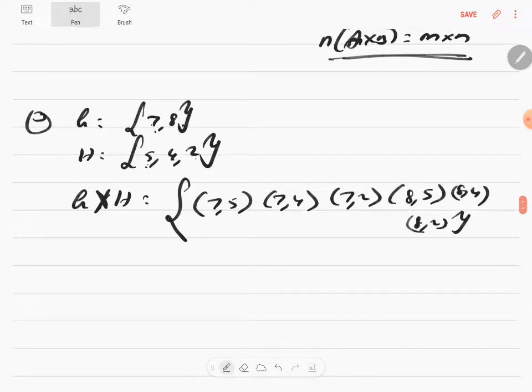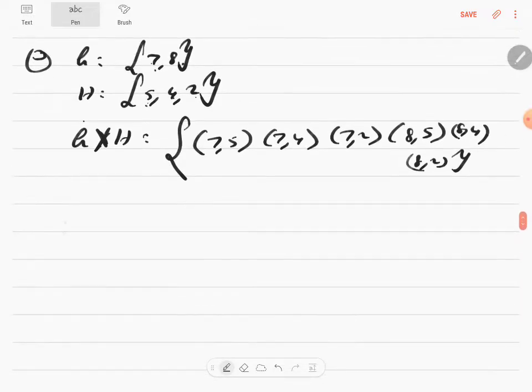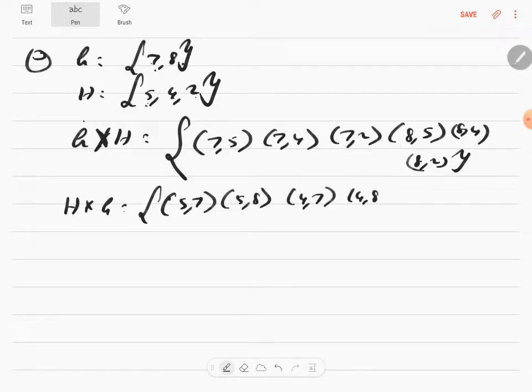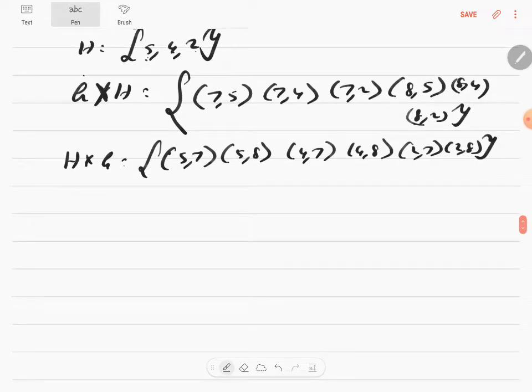What is H cross G? It's (5, 7), (5, 8), (4, 7), (4, 8), (2, 7), (2, 8). That's what they are asking. They are asking H cross G. Let's quickly write (5, 7), (5, 8), (4, 7), (4, 8), (2, 7), and (2, 8). This is what is H cross G. You understood? So let's go to the fourth question.